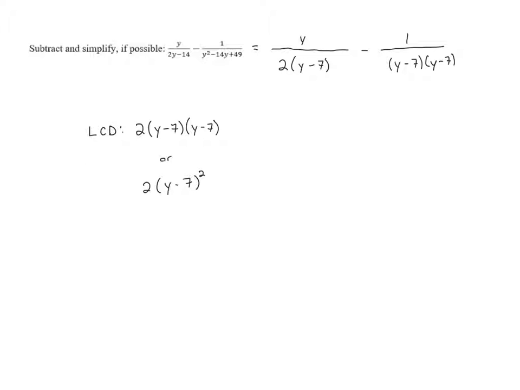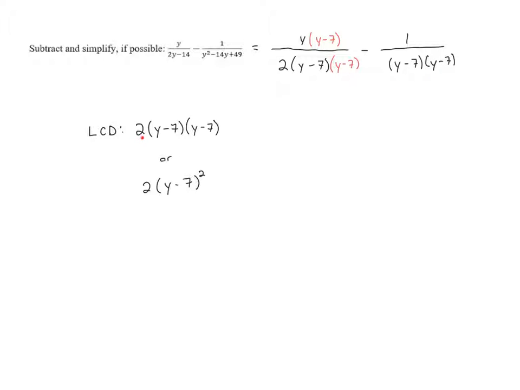Now, we need to rewrite these fractions so that both of them have the common denominator. In the first one, we have the 2, but we only have one of the y minus 7s. So we're going to need another factor of y minus 7 so that it has the LCD. But if we multiply the bottom by y minus 7, we also have to multiply the top by y minus 7. In the second denominator, we have y minus 7 times y minus 7.